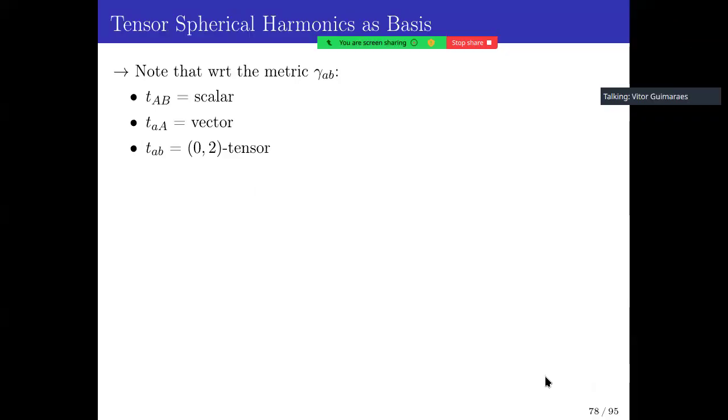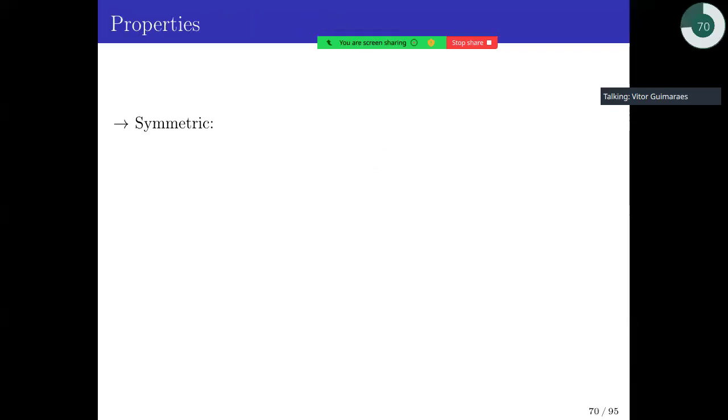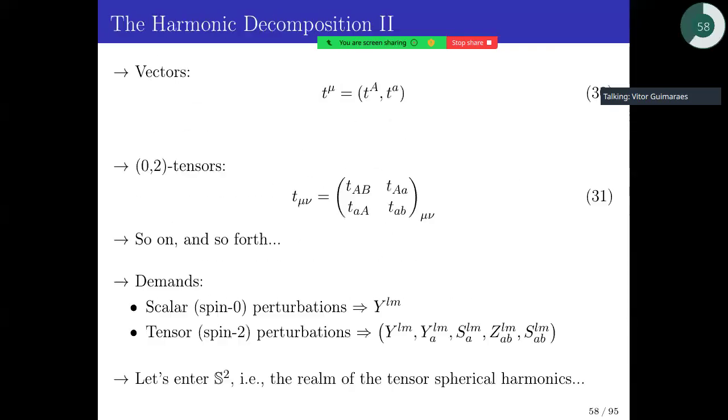Okay, so note that if we have a full manifold tensor, a tensor T mu nu, remember that we decomposed that tensor T mu nu into this object here, okay? But you must see that these objects will not all be tensors with respect to the metric on the two-sphere, right?